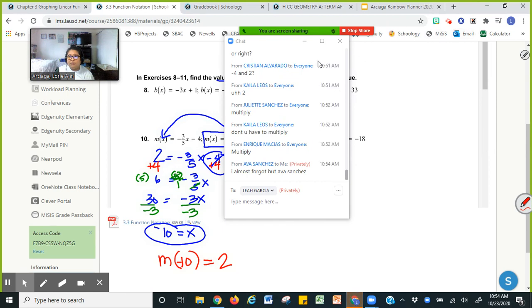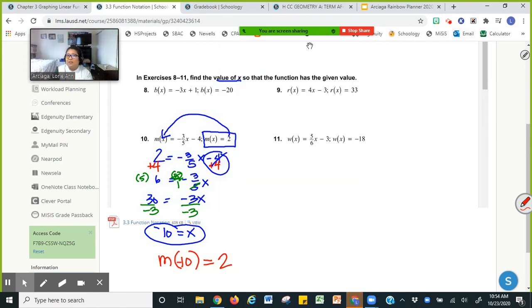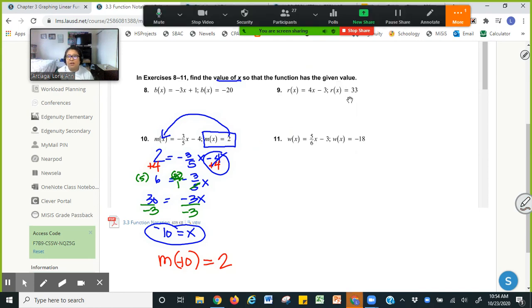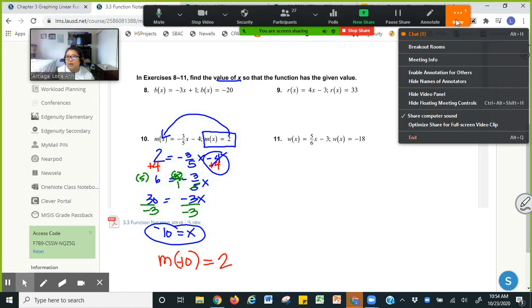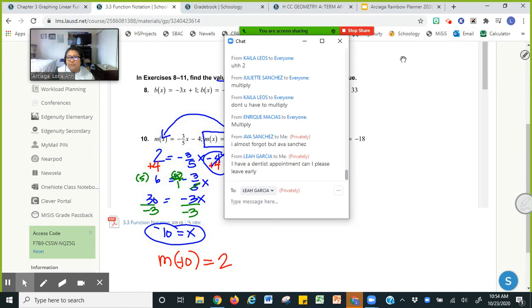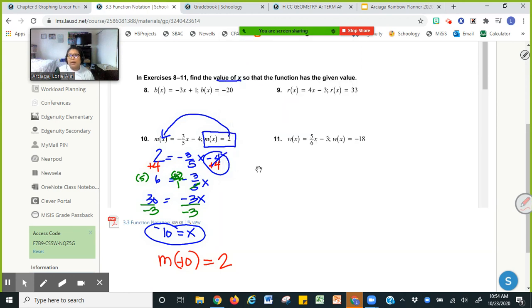All right, I almost forgot. Oh yeah, okay, thanks for typing your name. It won't hurt if you do it again if you're not sure. Okay, next, number 11. Let's try to do the fraction again. Yeah, sure. Just make sure, Leah, that you go back later and do this on your paper.